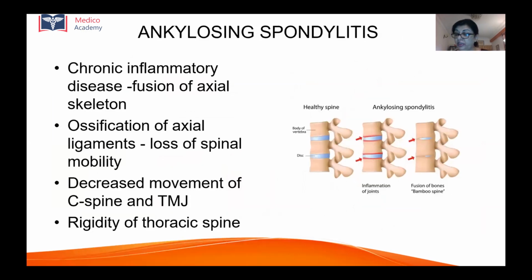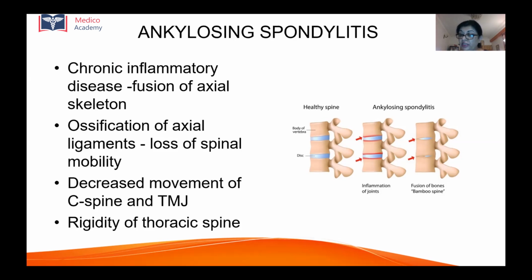Ankylosing spondylitis. Now, this is a chronic inflammatory arthritic disease that results in fusion of the axial skeleton. There is ossification of the axial ligaments progressing from the sacral-lumbar region cranially, resulting in loss of spinal mobility. There is also a significant challenge with general anesthesia because of the decreased movement of the cervical spine and the TM joint. In most cases, awake fiber optic endotracheal intubation is required in general anesthesia.